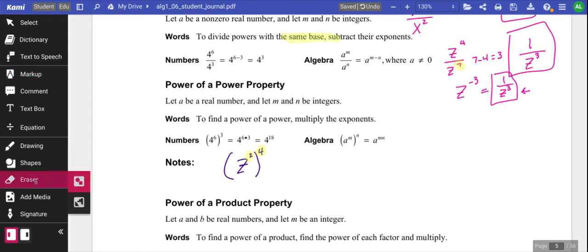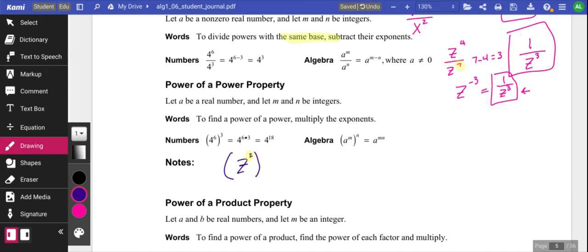Let me use easier numbers here. Let's say I'm cubing it, taking it to the 3rd power. That's me saying z squared times z squared times z squared. I would add all those together and get z to the 6th power. I have 3 of these squared exponents, so z to the 6th is how that one would work.